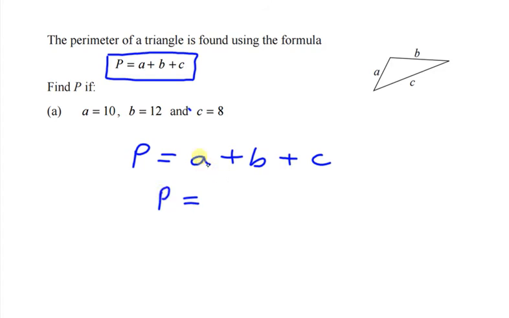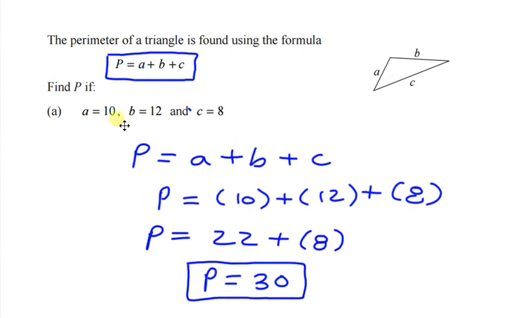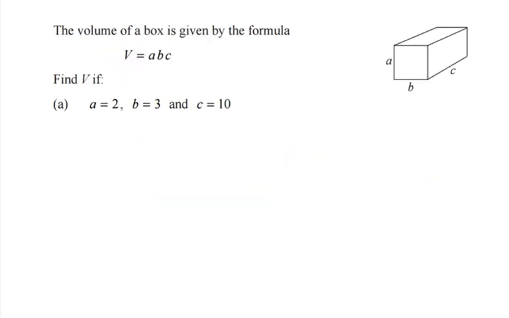P equals, instead of A, I'm going to put 10. Instead of B, I'm going to put 12. And instead of C, I'm going to put 8. So P equals 10 plus 12, 22, plus 8. P equals 30. And I could give you different numbers for this and you would use the same formula. You just want to look for the formula that you're going to use and plug in the different values for the letters.